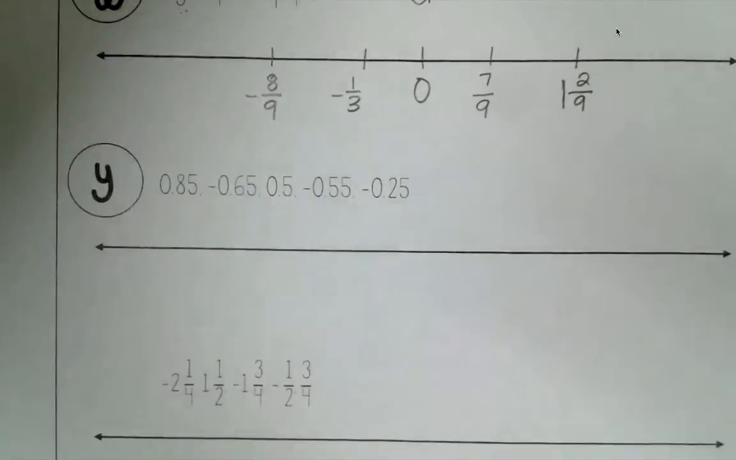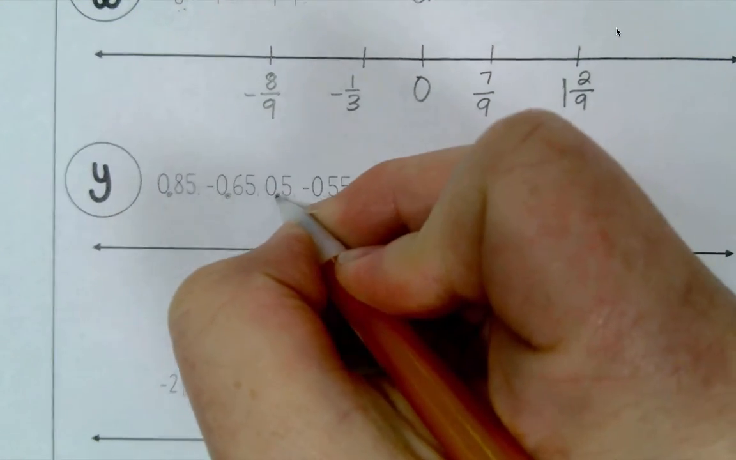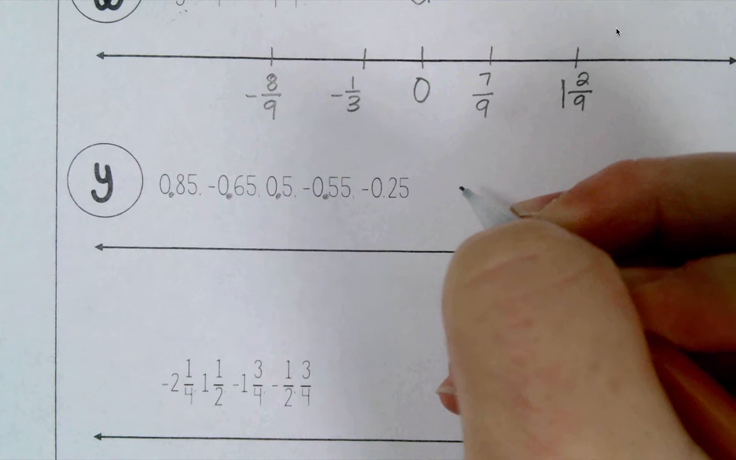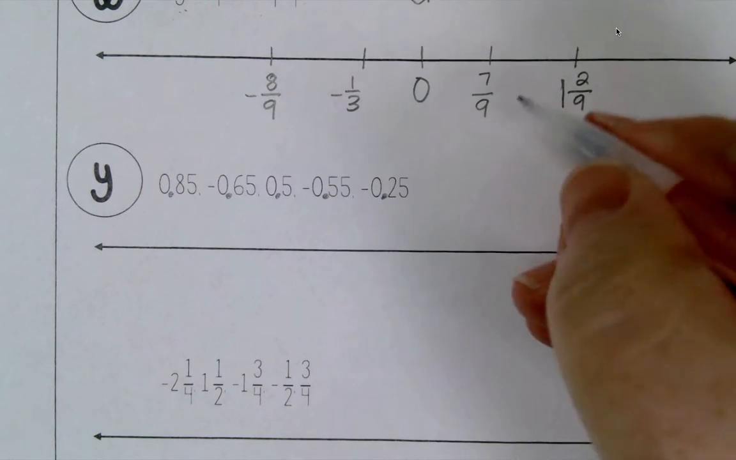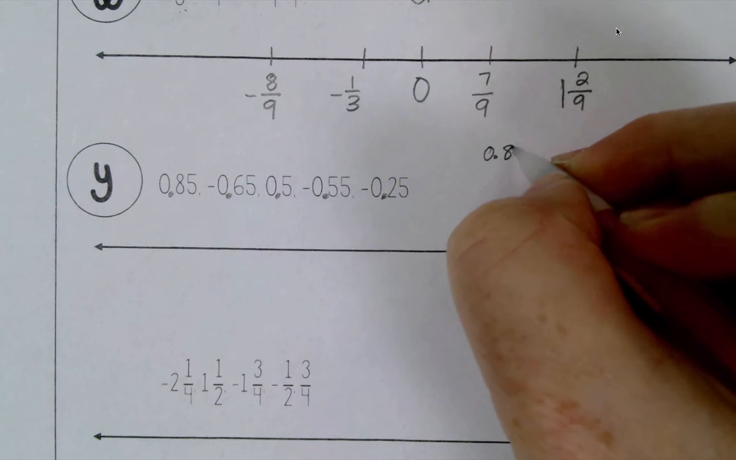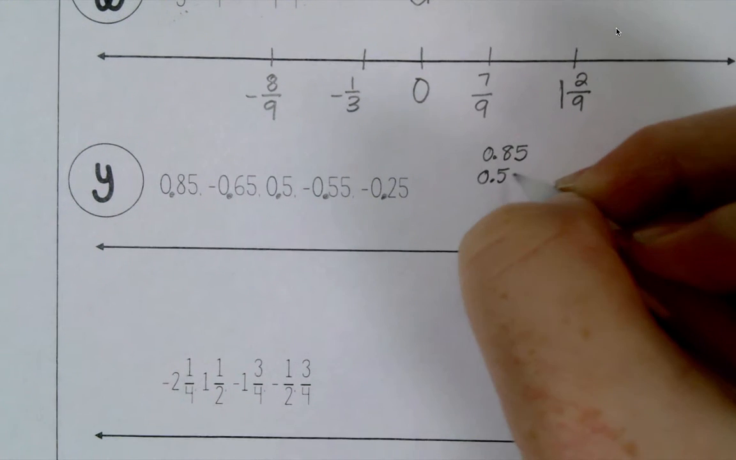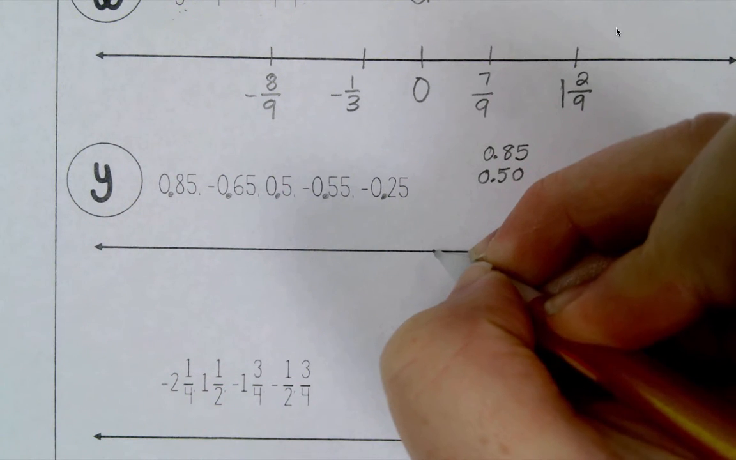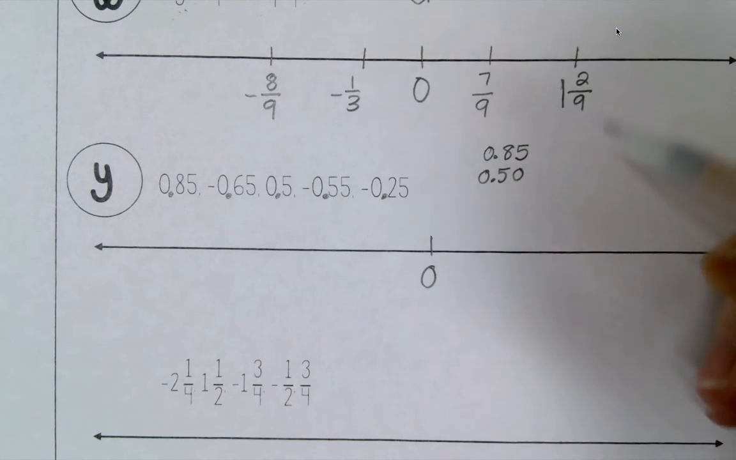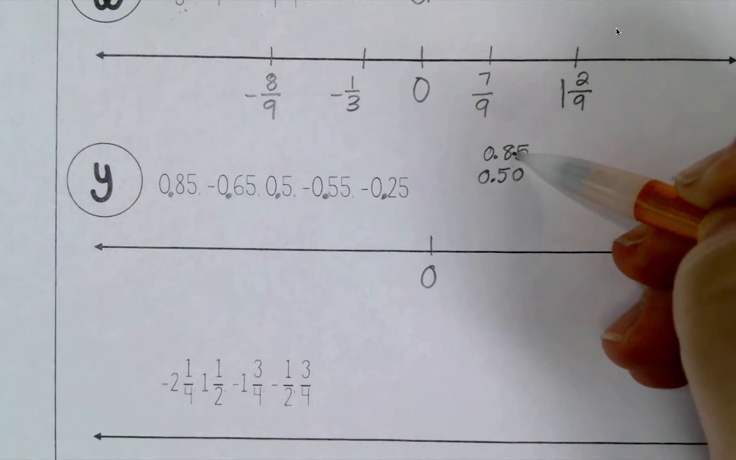I have 85/100, negative 65/100, 5/10, negative 55/100, and negative 25/100. Okay, so I'm going to look at my positive numbers first. I'm going to fill in a hole there. That's it. I only have 2. So if I have, and put my 0 in the middle. Okay, so which is greater? Well, I see that there's nothing in my whole number spot, but 8 is greater than 5.